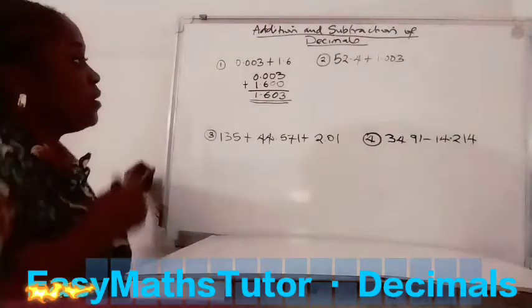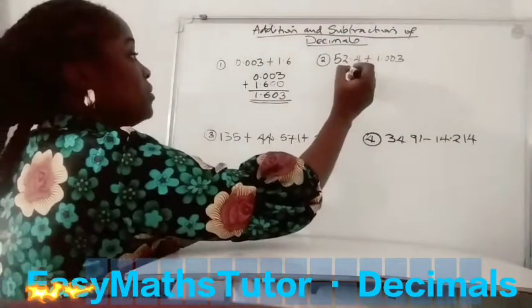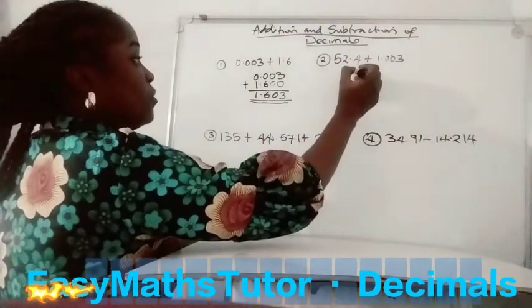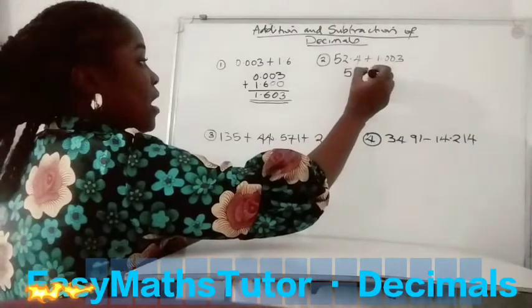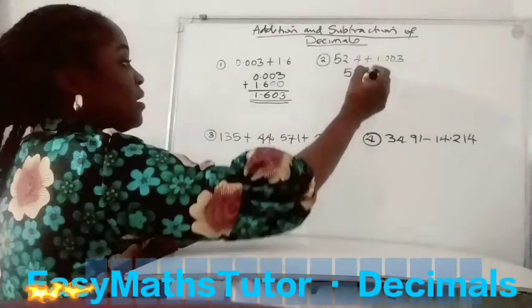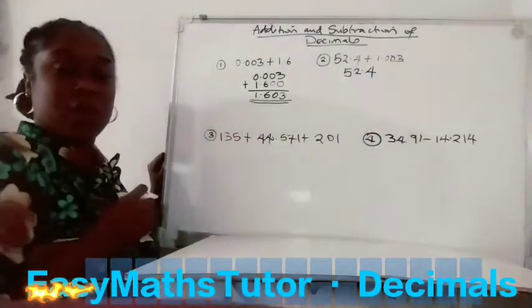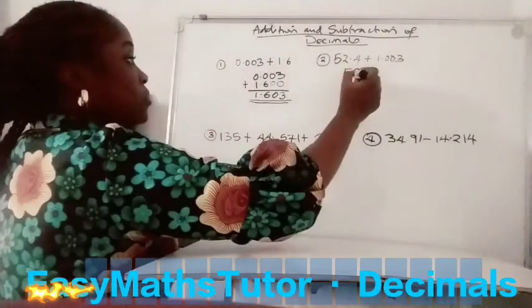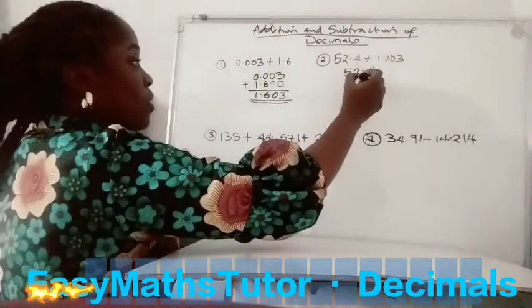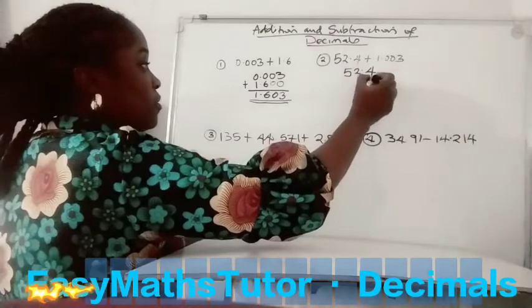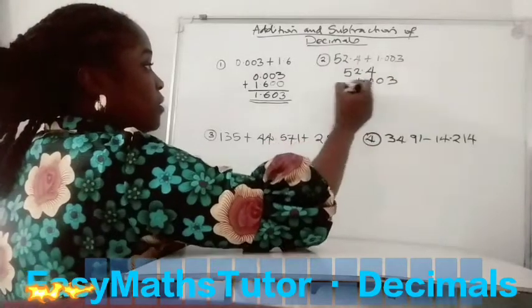So the answer to this problem is 1.603. Then we have a second problem, which is 52. Remember, I said you have to write it so that the decimal points will align together. So we'll say 1.003.